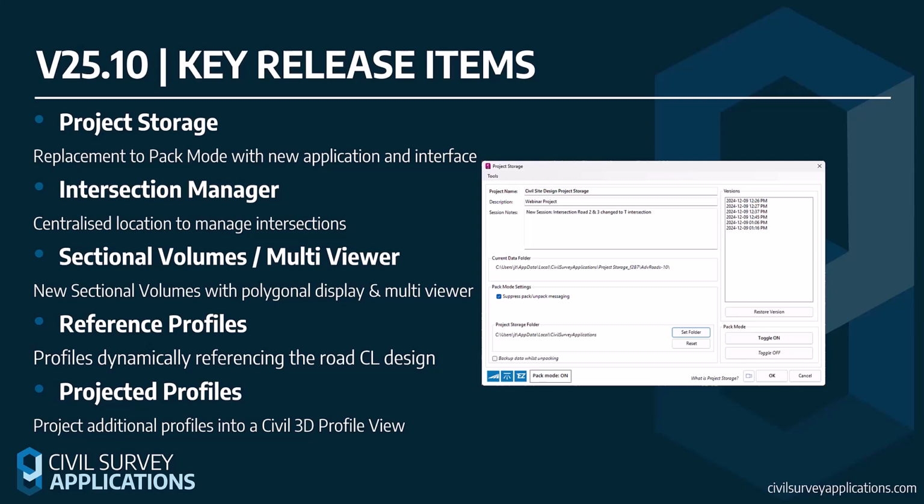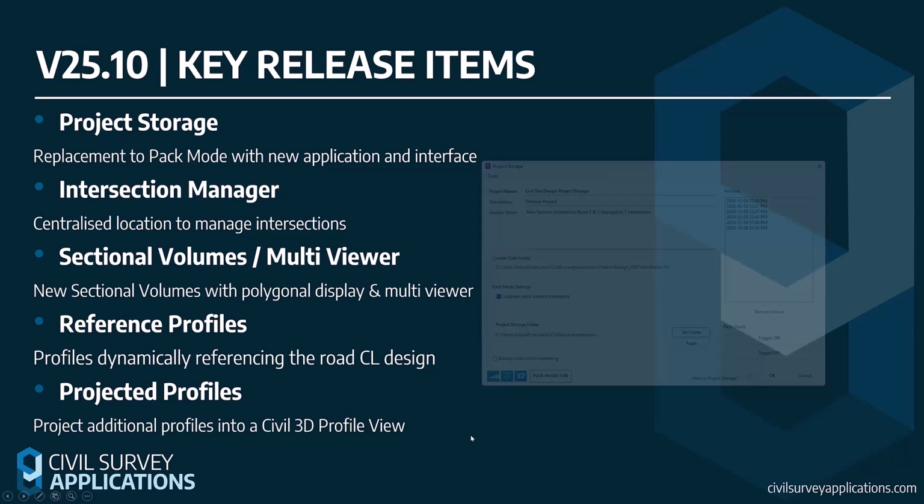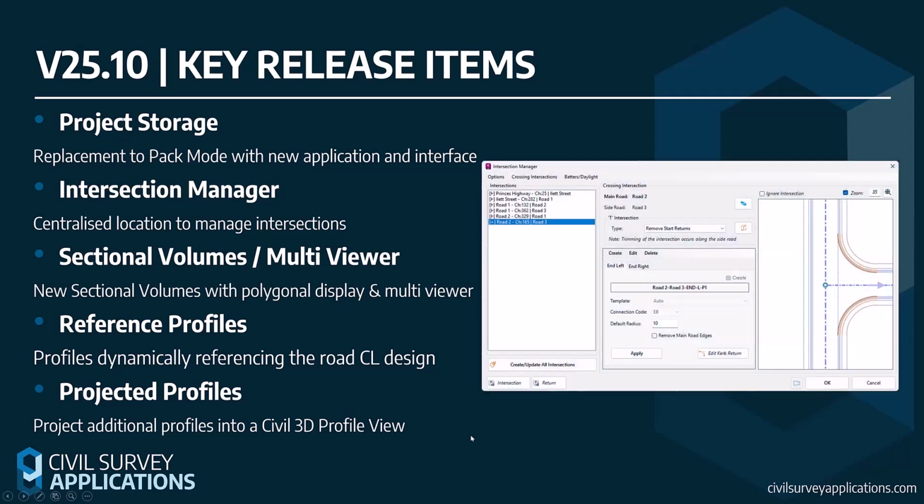So the first thing I'm going to be talking about and showing you is something called Project Storage, which was released and replaced Pack Mode. For those of you that have maybe used Civil Site Design in the past, you may have used Pack Mode. Intersection Manager has also been introduced, and that is a huge piece of kit for managing all your intersections and your curb returns in one single centralized location, making it much, much easier to identify your intersections and how they're structured in respect of T, crossing, etc. And there's lots of extra little bells and whistles that we have added to make your life a lot easier when it comes to intersection creation and management.